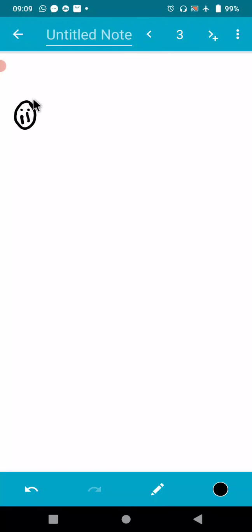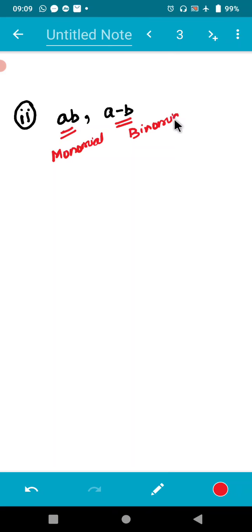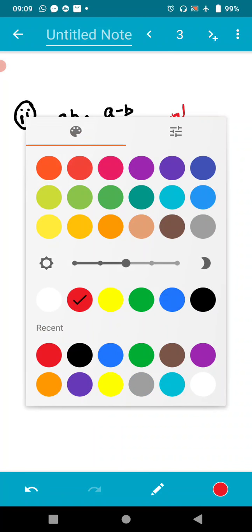So what we have in sum number 2, we have AB comma A minus B. I hope all of you have understood which one is monomial. So this is monomial, students, and the second expression is binomial. Now what is the first step that we have to do?